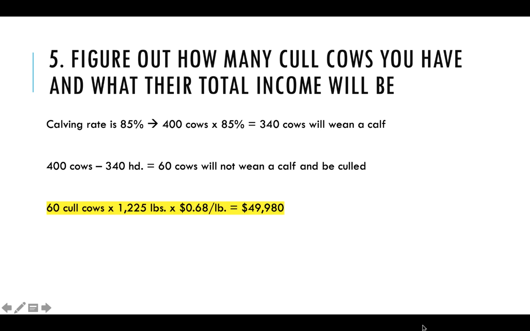So then we can take that information and bring in how much they weigh. So in this scenario, it said that they weighed about 1,225 pounds and were worth 68 cents a pound, making that income stream about $49,980. And so a pretty significant amount. And cull cows are definitely a piece of the income stream for a cow-calf operation. That's one of the reasons why it's important to make sure that you cull your open cows. It helps keep you in the black.